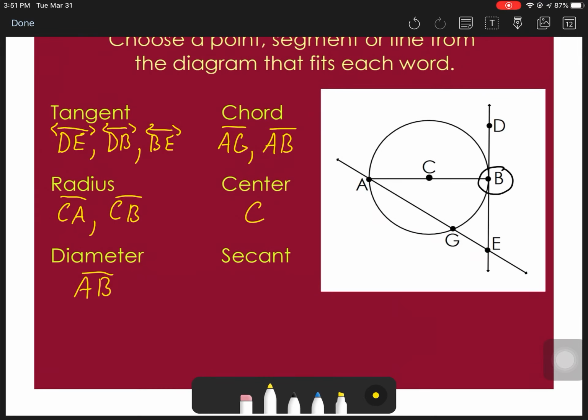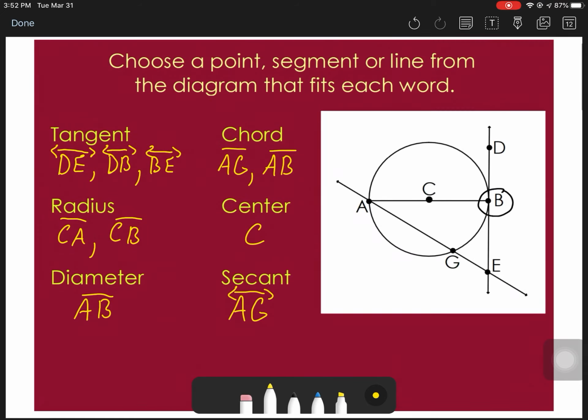Now a secant, if you remember, a secant is a line, and it's just like a chord, but remember a line goes on forever and ever, so there's only one example that works here, and that would be AG. All right. So that's just some of the vocab that we've already covered.